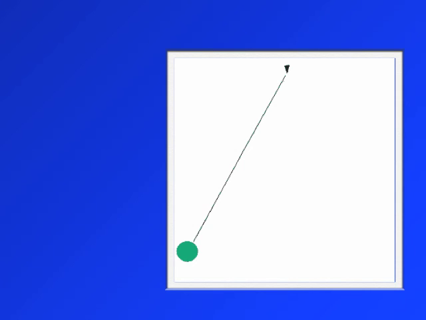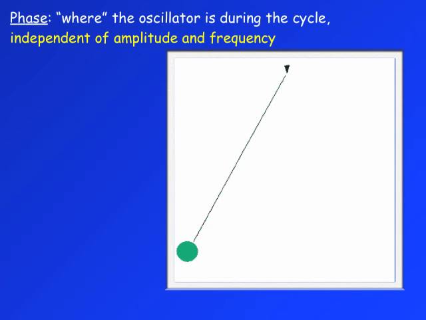For a pendulum swinging back and forth, the principles are the same, and the idea of phase still applies. We can think about a phase physically as where the oscillator, whether it's a spring or a pendulum, is during its oscillation, during its cycle, independent of the amplitude or frequency. So when we have it at its maximum displacement, for a pendulum that would be the maximum angle displaced from equilibrium.